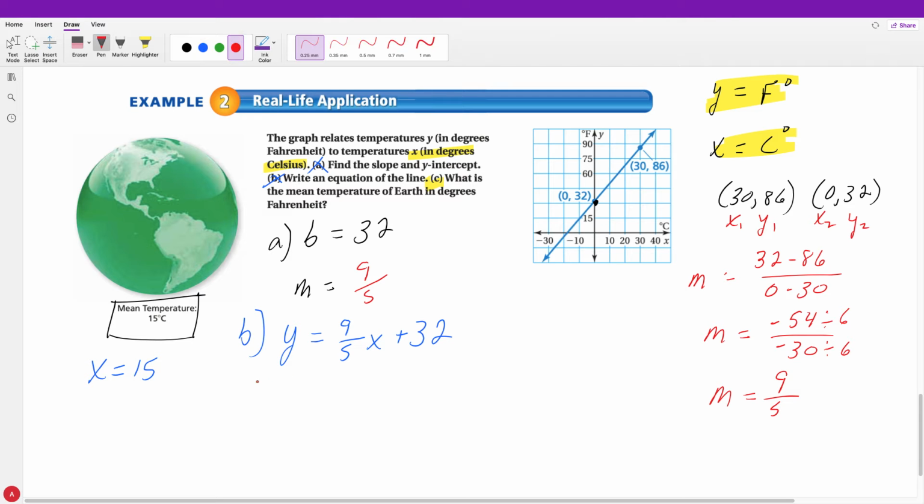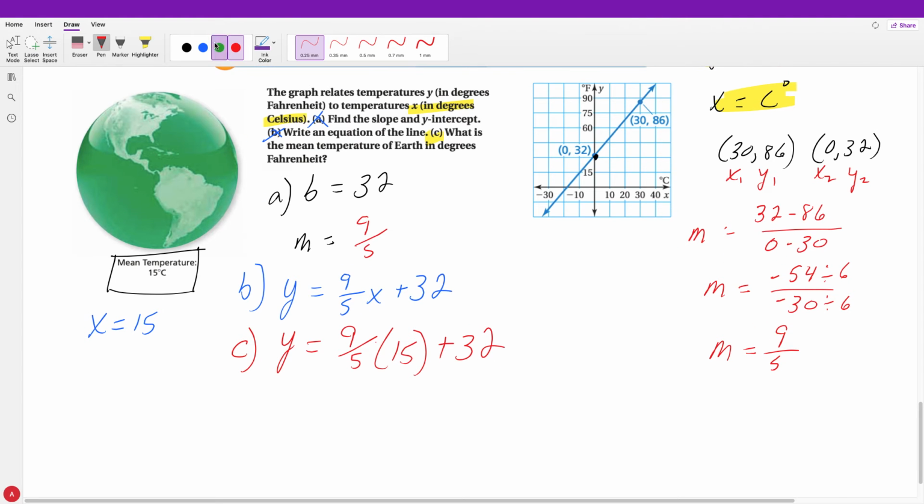So if I'm going to go ahead and solve, well, what is my Fahrenheit for that? I need to solve for y when x is equal to 15. So I can go ahead and substitute 15 in for x. All right, so now we just go ahead and solve. Well, 5 goes into 5 once, and it goes into 15 3 times. So now we're left with 9 times 3, which is 27, plus 32. So y is then equal to 59 degrees. So that means that the average or the mean temperature of Earth in Fahrenheit is 59 degrees.